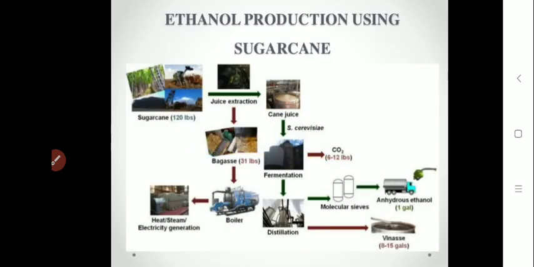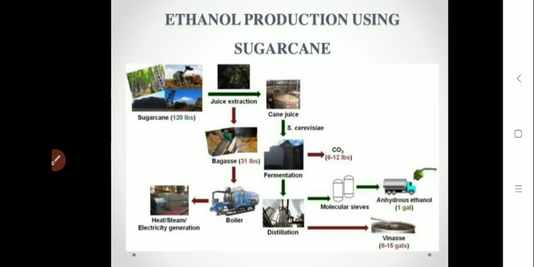Here you can see one more flow sheet which shows ethanol production using sugarcane. Once the sugarcane is harvested, the milling process is done, then the sugarcane juice is extracted, and this juice is treated with Saccharomyces cerevisiae in the fermentation process, where it produces alcohol as well as carbon dioxide. Then it undergoes the distillation process.